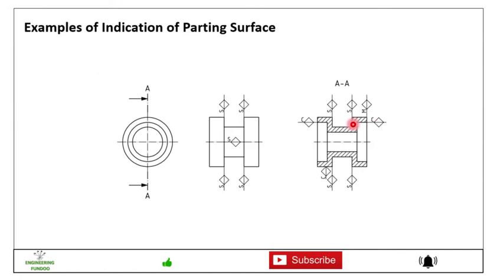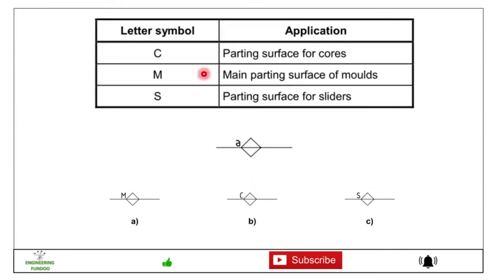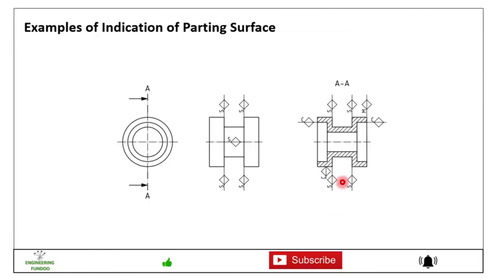Here you can see C for core, M for molds. So this is M for molds, and S for sliders, and then C for the core. So this is how it is indicated on the drawing.